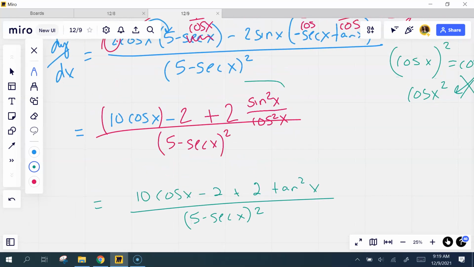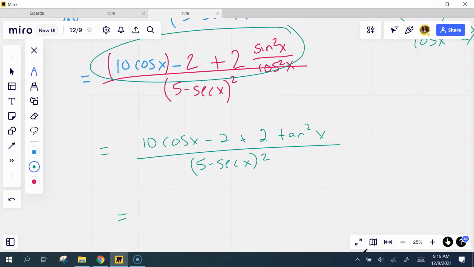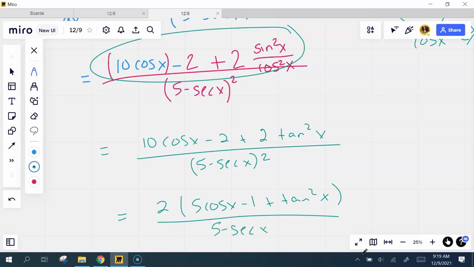The top was not, though. This is not factored completely. I could do something else with it. And in this case, I could take out a 2 if I wanted to, and have 5 cosine x minus 1 plus tan squared x. It doesn't do me any good here, but you really just want to work it as much as you can, because, again, sometimes you're just trying to manipulate yours to look like one of the answer choices. Where did you get 5? There was a 10, and I factored out a 2.